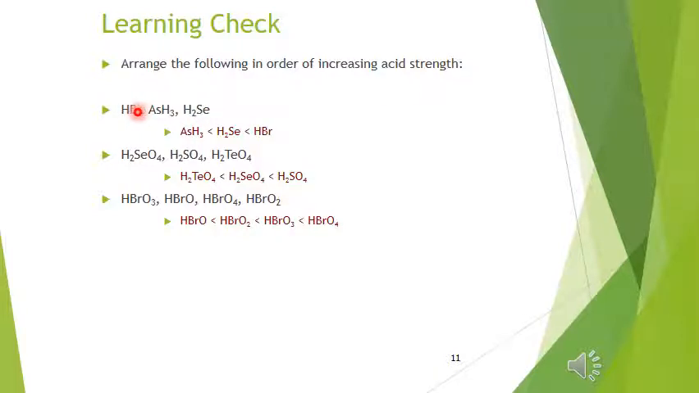Okay, so if they're all in the same row, what determines the acid strength is the most stable conjugate base, which will be the one that has the highest electronegativity. So HBr is the furthest right, which means it has the highest electronegativity. And so HBr is the strongest acid of all these because it forms the most stable conjugate base.